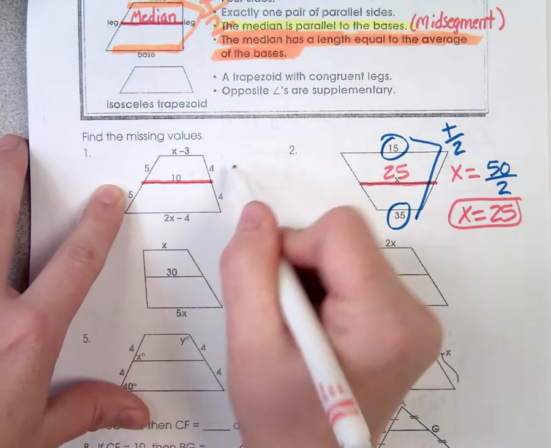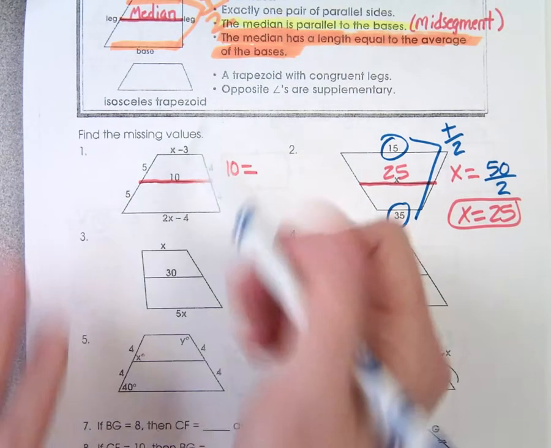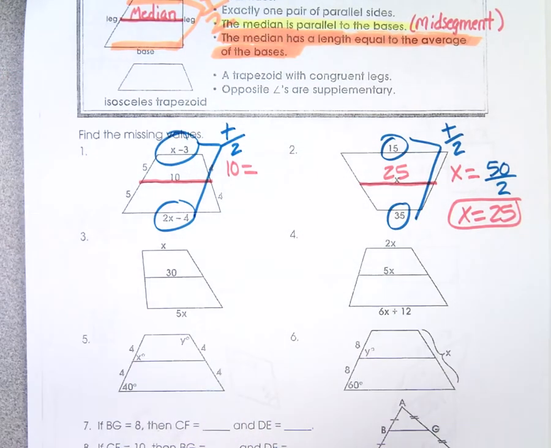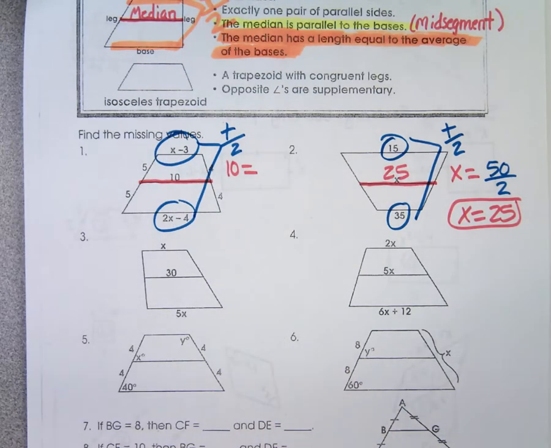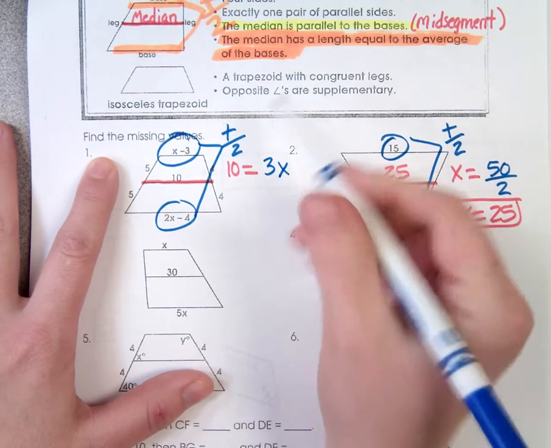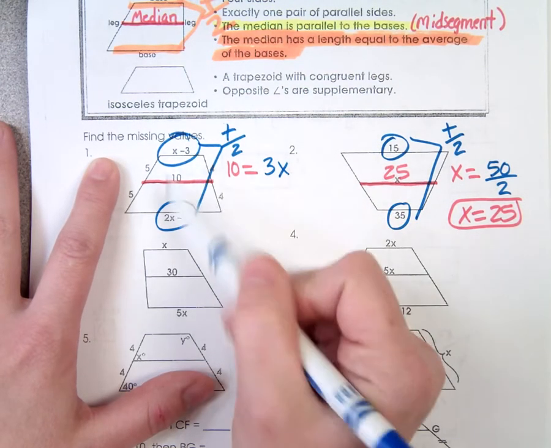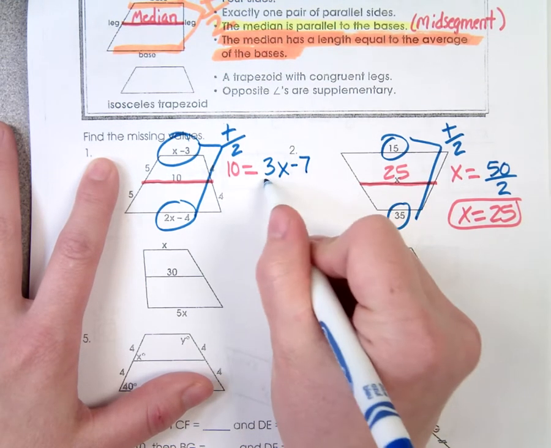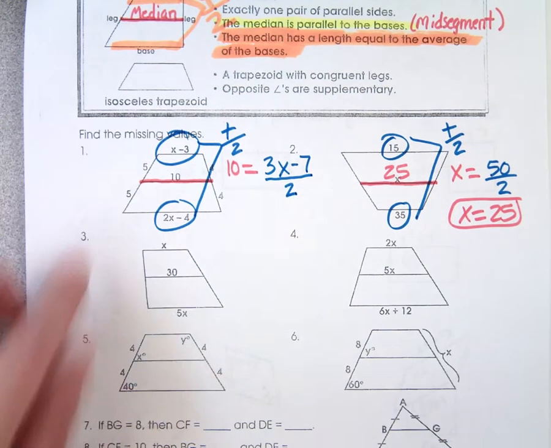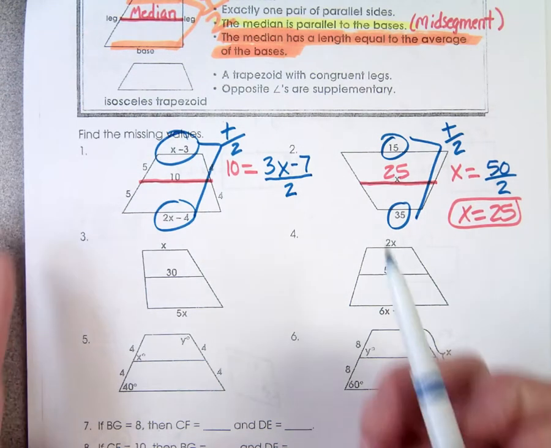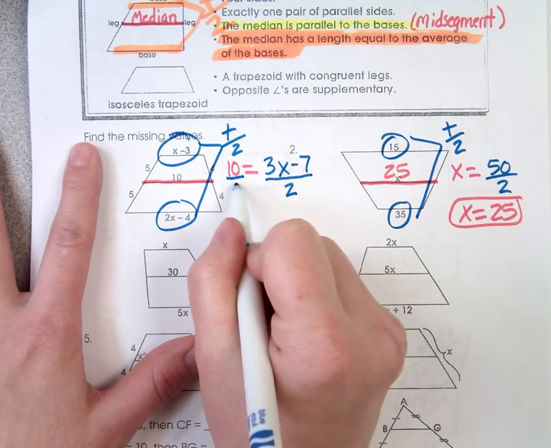This median right here, 10, will equal the average of the 2 bases. So I'm going to add these 2 up, and then divide by 2. I want to add them in our heads today. What do you get if you add those? Should be 3x minus 7. When you add your x's, you get 3x. When you add the negative 3 and negative 4, you get a negative 7. And then don't forget, we have to divide by 2. So the median equals the average of the 2 bases, so I add them up and divide by 2. I'm going to turn this into a proportion. I'm going to pop this 10 over a 1.